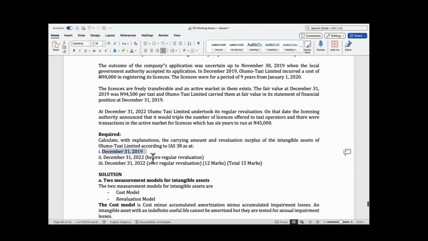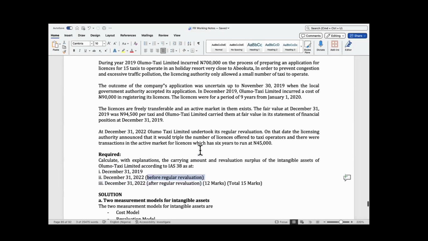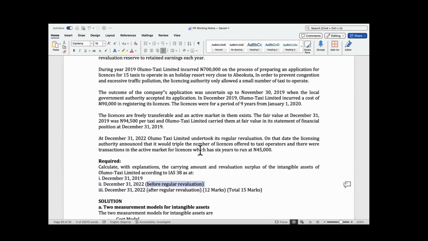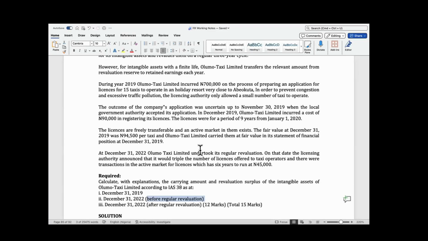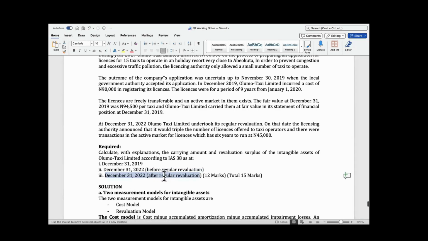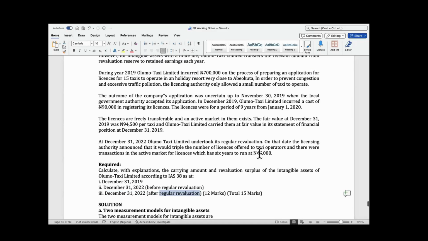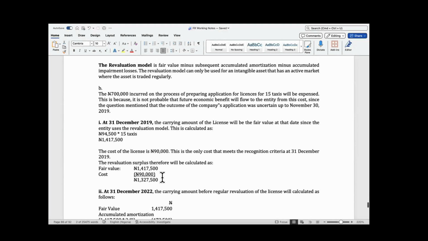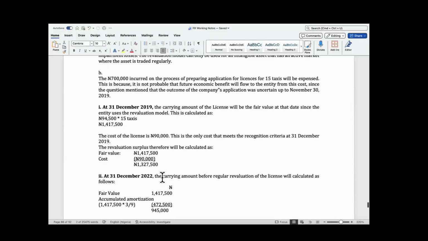As at 2022, before revaluation, it's just for you to calculate depreciation for 2020, 2021, 2022, and deduct it from that fair value to get the new carrying amount. However, the carrying amount after revaluation is just, okay, what's the new fair value? It is 45 multiplied by 15. That's the new fair value. You compare that with the carrying amount as at the same date to get whether we're having a deficit or surplus.